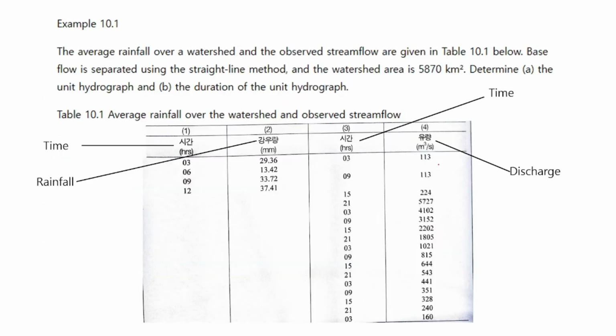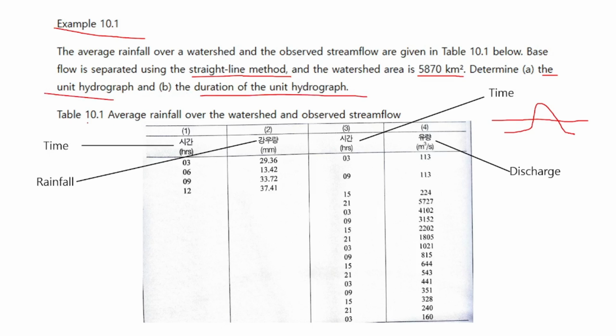And then next we have example 10.1. The average rainfall over a watershed and the observed stream flow are given in table 10.1 below. Base flow is separated using the straight line method. This is the method I showed where you have a runoff hydrograph and then you use a straight line to separate between base flow and direct runoff. The watershed area is 5,870 square kilometers. Determine A, the unit hydrograph, and B, the duration of the unit hydrograph.